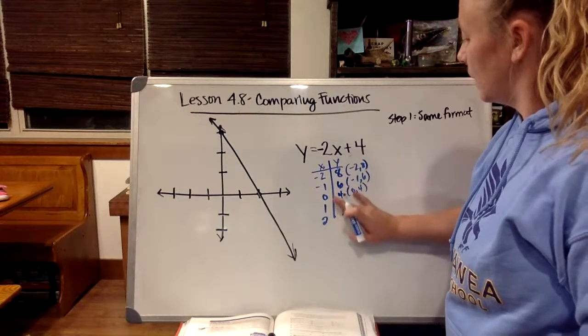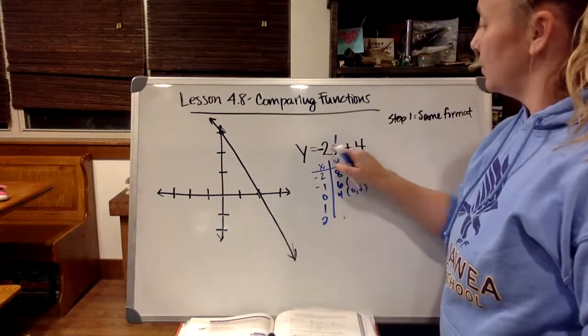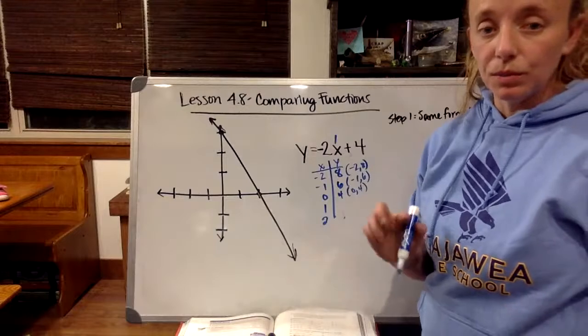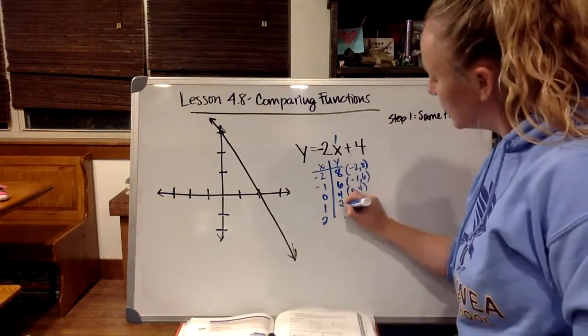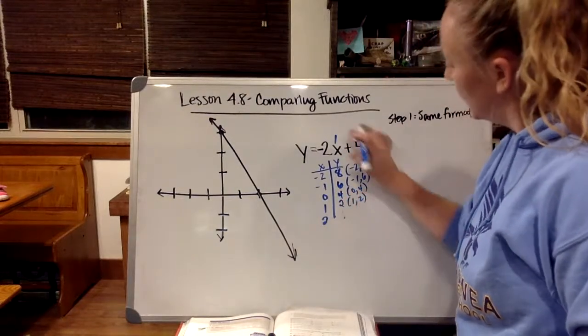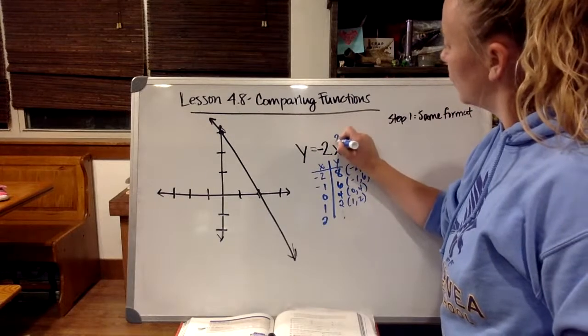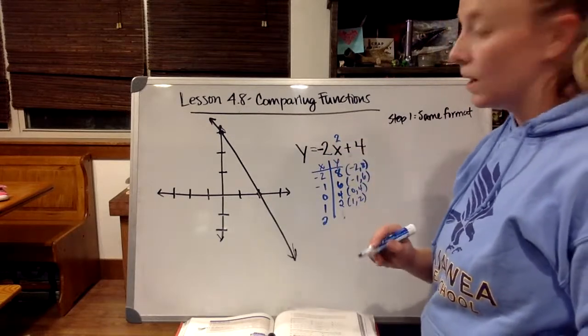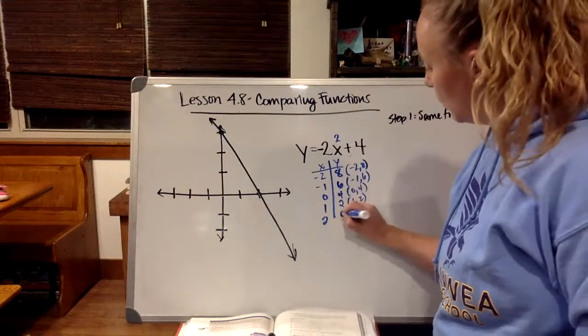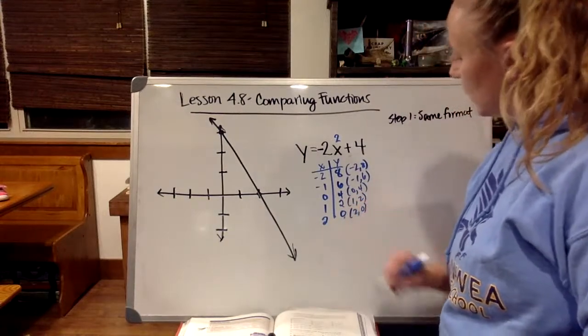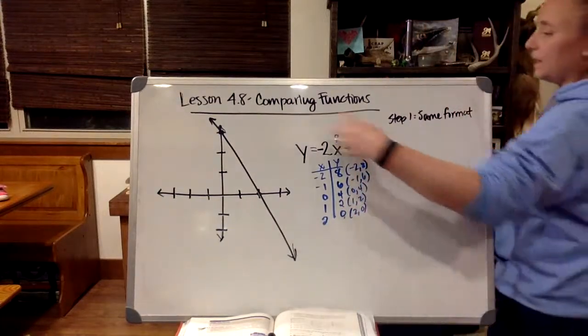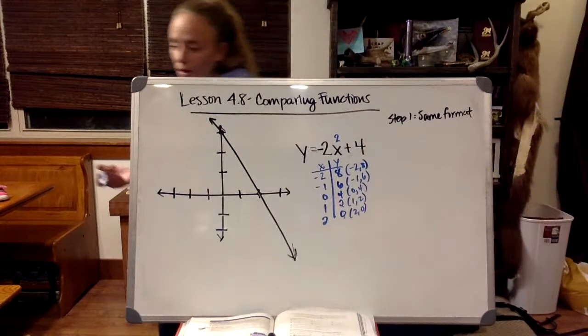I'm going to do 1. Oops, sorry. I don't want to put that there. 1. -2 times 1 is -2. -2 plus 4 is +2, 1, 2. I'm going to do the same thing with 2. -2 times 2 is -4. -4 plus 4 is 0. So 2, 0. So now I can put these points onto this graph and I can truly compare them.